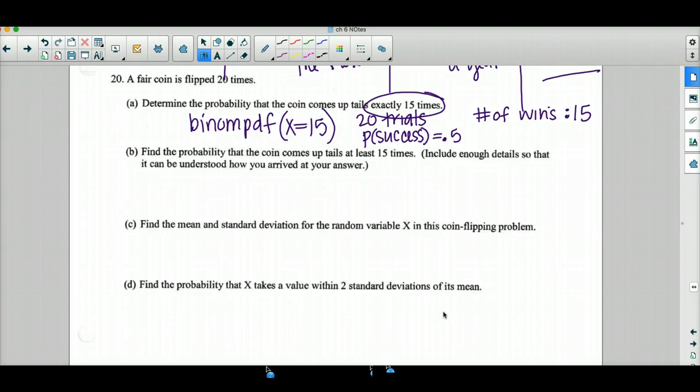You just have to know that because if you flip a coin, it's a 50-50. Oh, okay. Yeah, so it doesn't tell you that. You just have to know that. 20 trials, 0.5 is success. The number of wins is 15 wins. And our answer is going to be 0.0148.